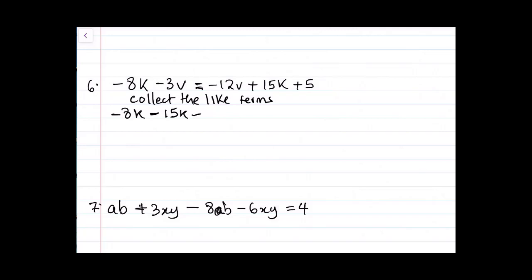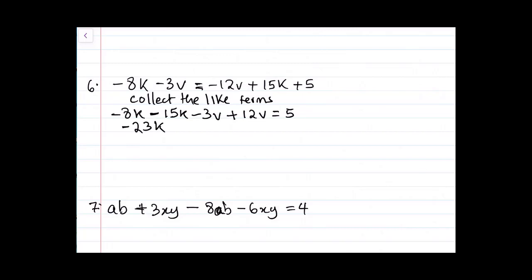And then we have minus 3v, and looking at the minus 12v on the left hand side of the equation, if it crosses to the right hand side, it becomes plus 12v. We're going to leave the 5 outside for now. So based on our previous discussion of addition and subtraction, minus 8k and minus 15k is like saying we are holding 8 and we are holding 15k. So that will give us something like a minus value, minus 23k.